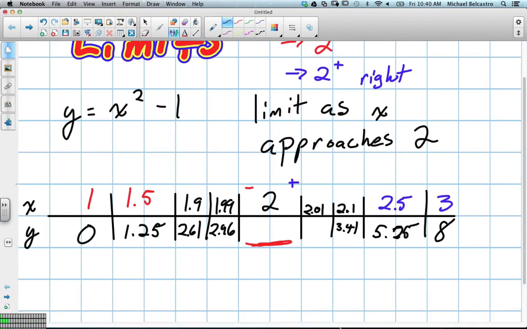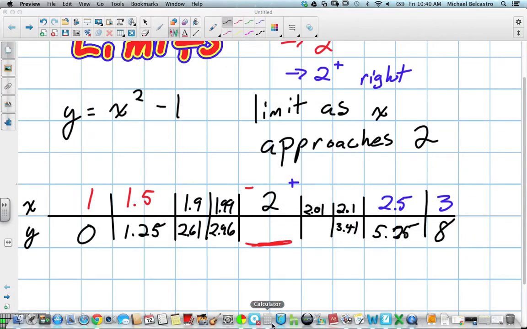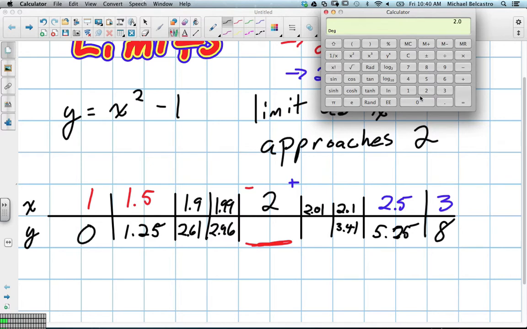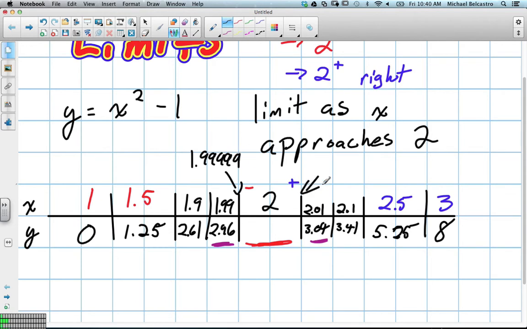And then 2.01. 2.01 squared minus 1 is 3.04. Using the information we have here, and of course we could use numbers much closer. We could have used something with 9 repeating many times, or 2 with several zeros before our 1, to get values that would be even closer to the number we're aiming at. What does it look like we're aiming at here? It looks like we're coming together at the value of 3.